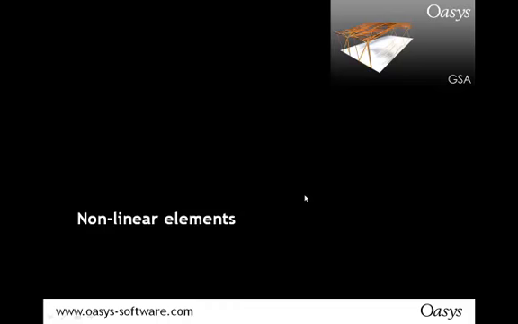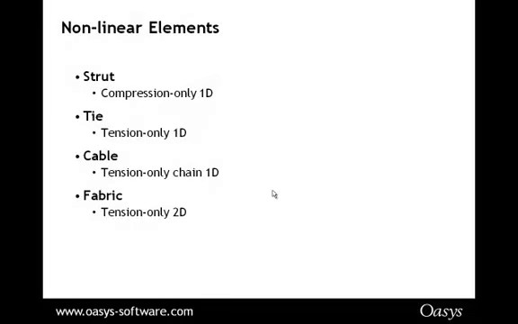Now we also have non-linear elements in GSA. All the GSA versions out there have the strut, tie and cable elements. Some will have the fabric elements. Now the strut, tie and cable, these are all one-dimensional elements. Strut, compression only, tie, tension only, cable, tension only, but a special tension only in that it forms a chain of elements where the nodes along the chain are not actually fixed in position, which can produce some quite interesting results. Fabric is, as you might imagine, a tension only two-dimensional element used for fabric structures.